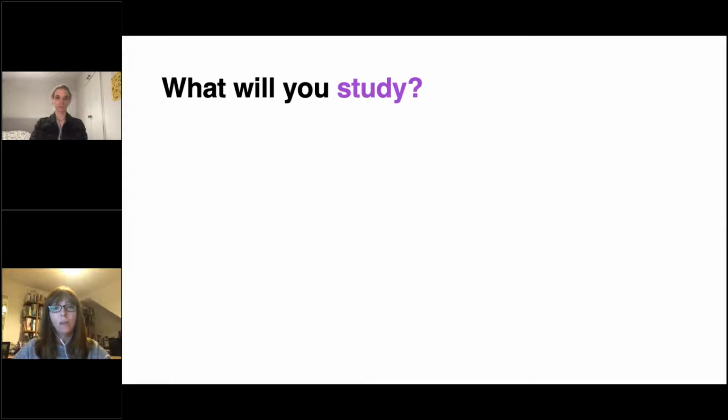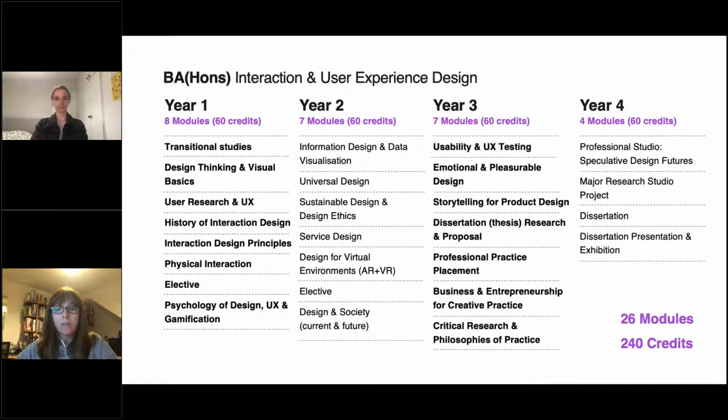Okay, so let's talk about the different modules on the program and what kind of subjects you will study. So the first thing to say is it's a really interdisciplinary design degree. So design is at its core, but as I say, you're designing for all these types of different experiences, digital, physical, and virtual. So there's quite a lot to learn over 4 years, okay? And I'm just going to take you through each of the years and give you a flavor of the kind of subjects that you will study.